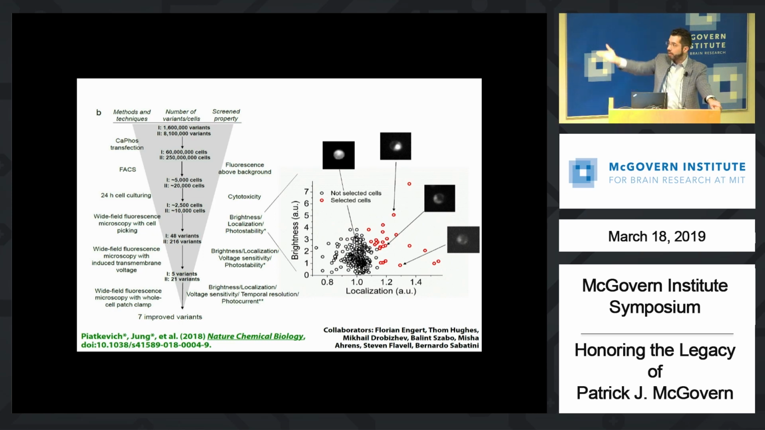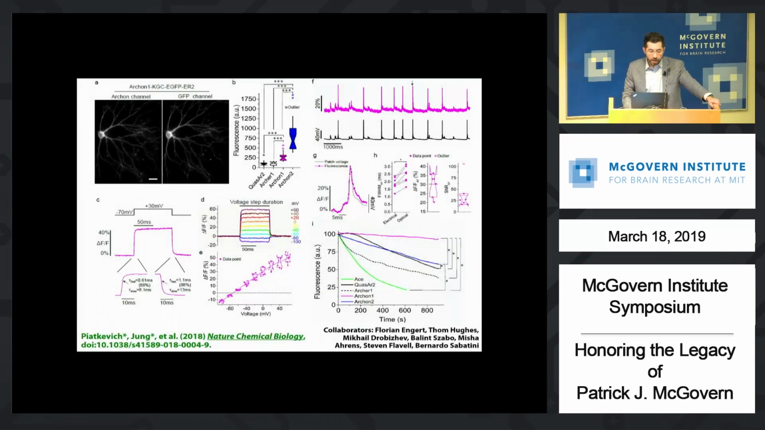And so the pipeline you can see on the left, and on the right you can see how important it is to screen along multiple quality axes at once. If you screen for localization, you can improve localization, but brightness might not get better. If you screen for brightness, you might get something brighter, but it might not be better localized. And if you screen for both, you can optimize along both axes at once.